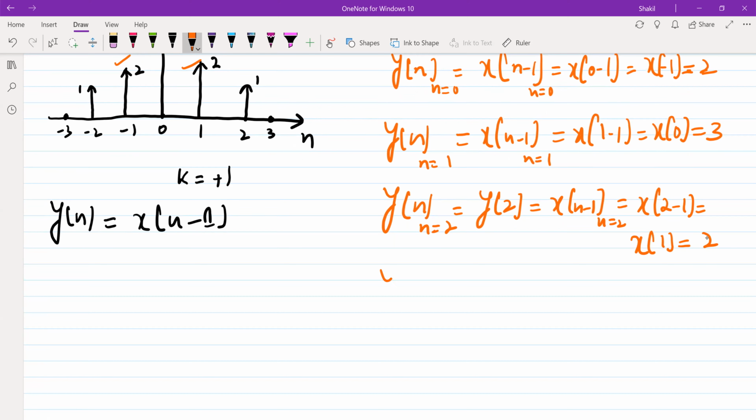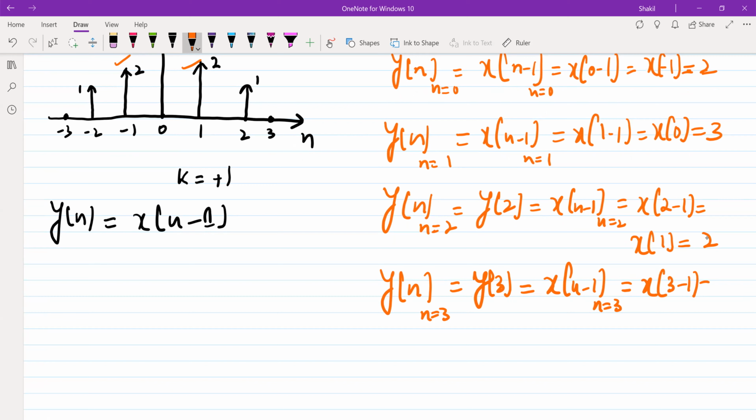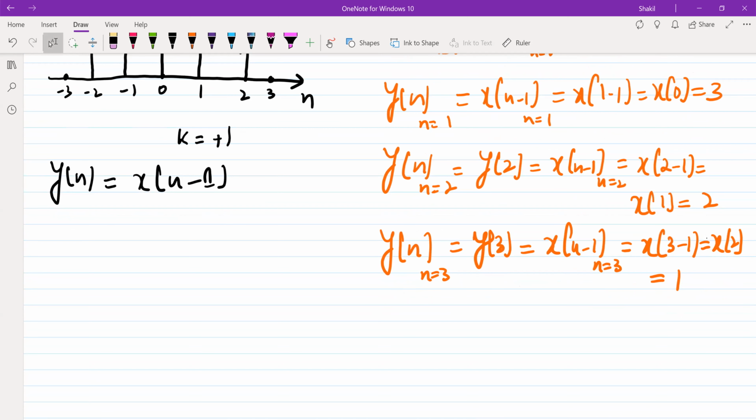Similarly, the value of y when n is equal to 3. So this is y of 3. Y of 3 means x of n minus 1 when n becomes equal to 3. So this will be x of 3 minus 1, which is the same as x of 2. X of 2 is 1 from here. So this is 1. Now the rest of the samples of y, means y of 4, y of 5, and so on, are all zeros.